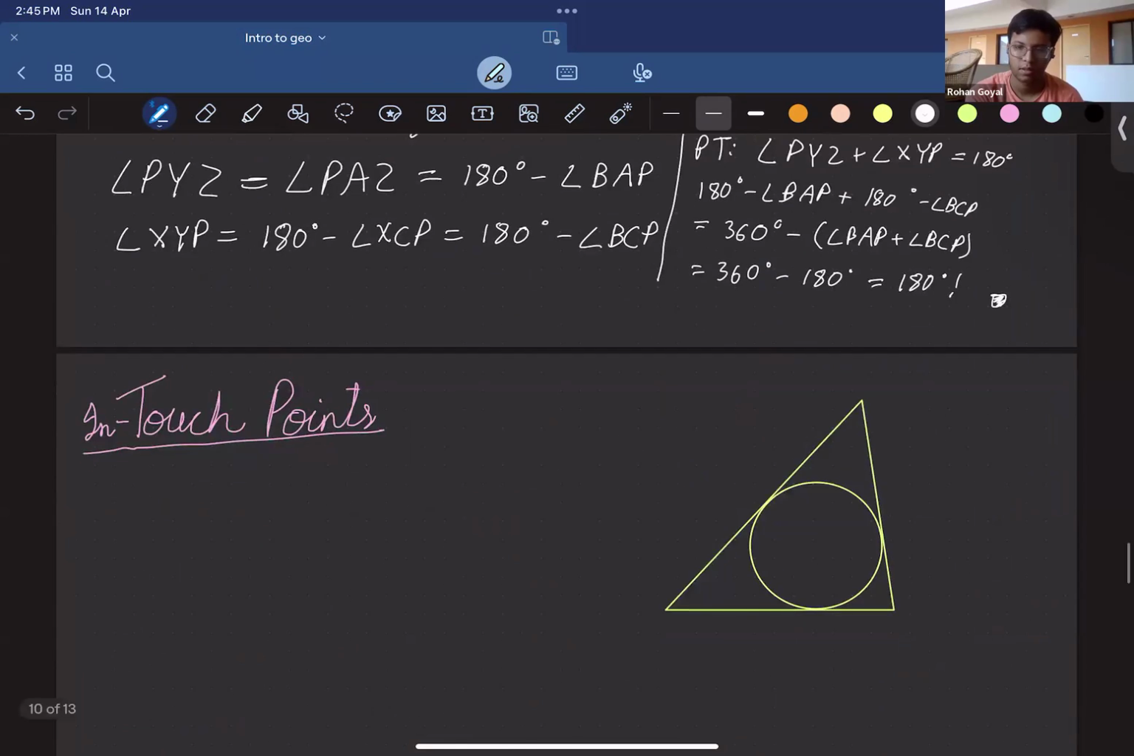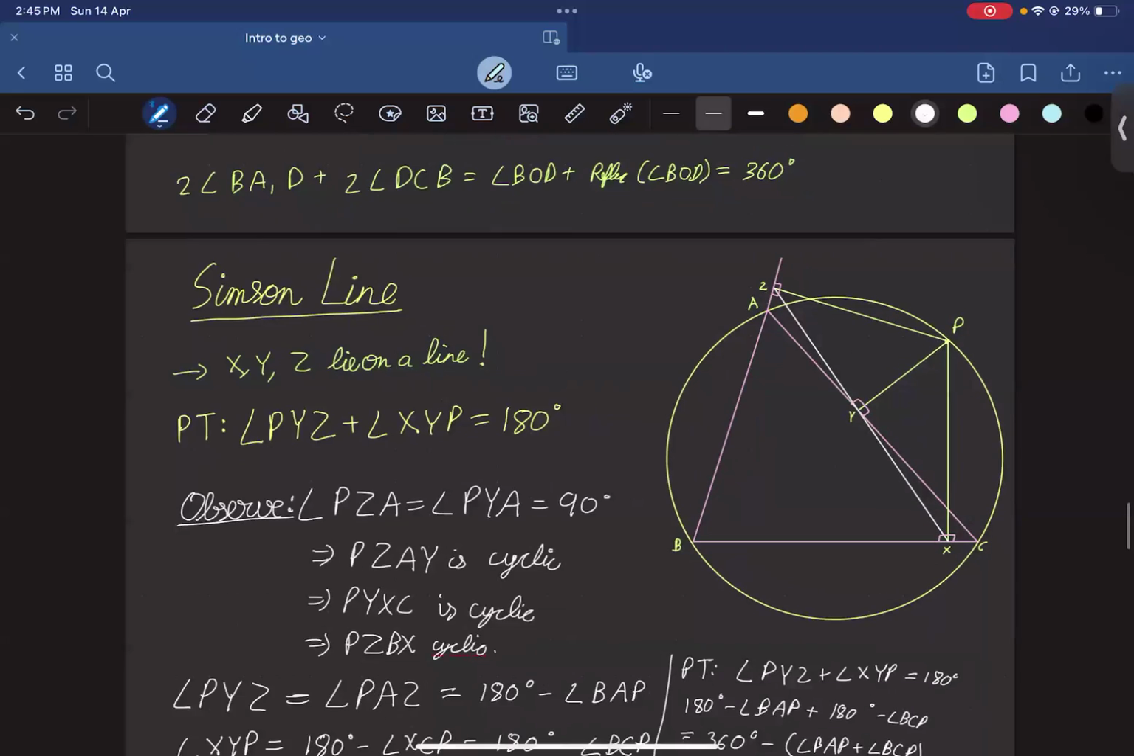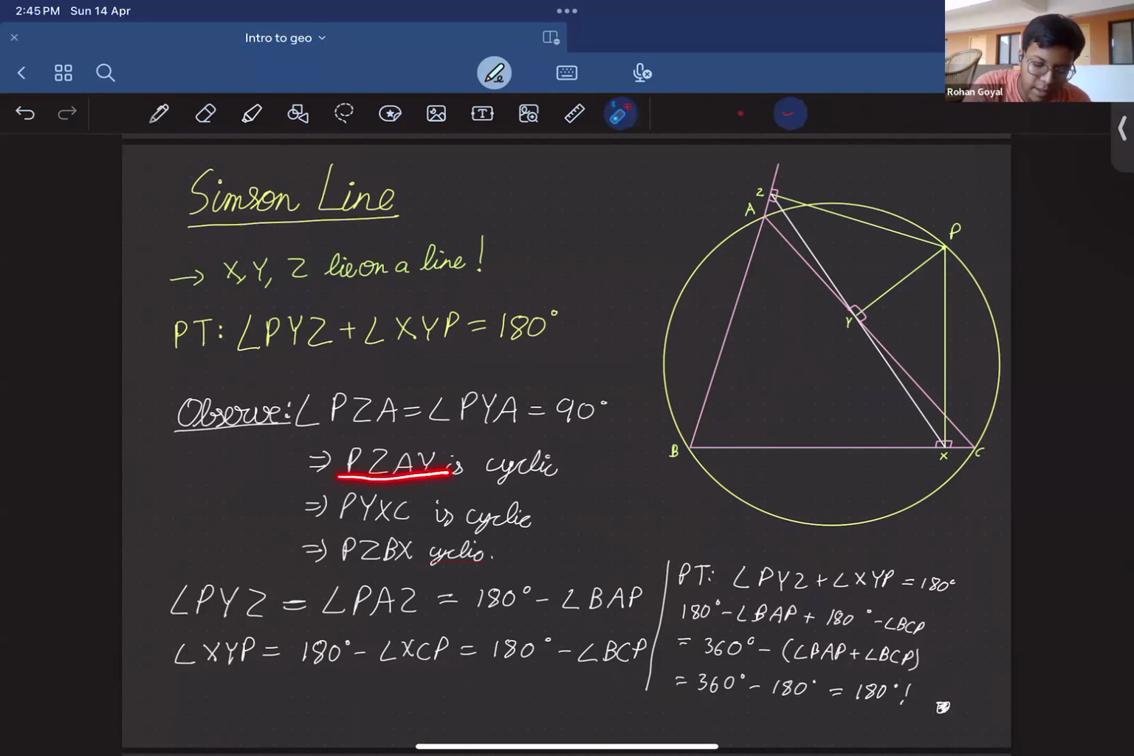Good. I have a question. Yes, please go on. Why is angle PYZ equal to PAZ? Yes. So we have this cyclic quadrilateral PZAY because PYA equals PZA, and they're both 90, so their sum is 180. So we have this cyclicity. Now, if we have this cyclicity, then PZ is just a chord in this circle. So we have PYZ equal to PAZ. Thank you.